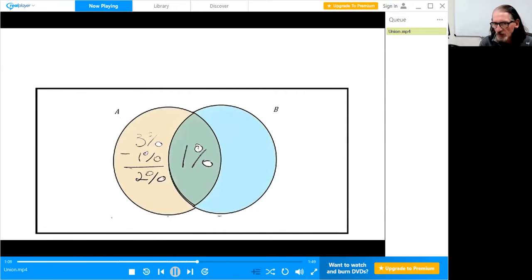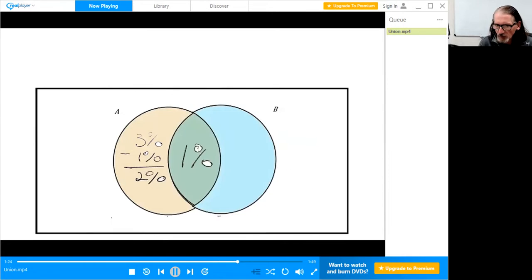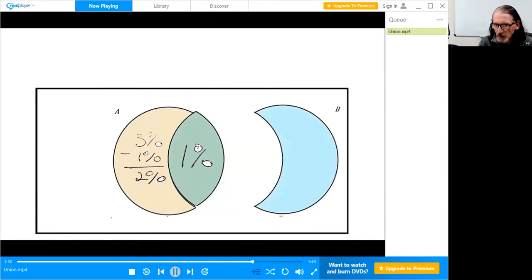So similarly with B, the probability of B, we had 14%, but we're going to take away the probability of the intersection from that to fill in what's in the remaining parts. That 14% applies to all of B. So there's 13% of the time where only event B occurs and event A does not.